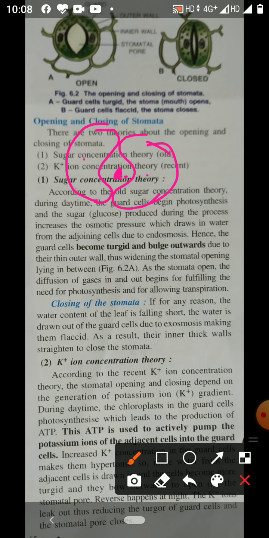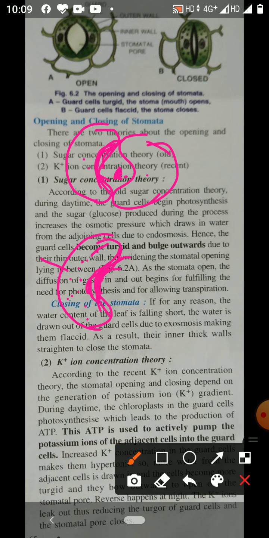If you see the structure of the guard cells, its inner wall is thick. This is the inner wall of the guard cell, taking one guard cell here. The inner wall is thick and the outer wall is thin. This is the cytoplasm of the guard cell. In this, nucleus and chloroplasts are present.